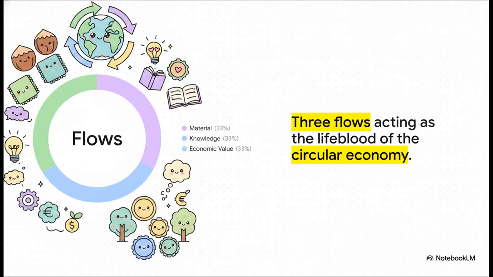And to keep that ecosystem alive, you've got these three distinct flows that act as the network's lifeblood. First, you have material flows, like those hazelnut shells and those textiles moving around. Then, you have knowledge flows, where different parts of the ecosystem share ideas to unlock new efficiencies. And finally, economic value flows, because let's be real, you need to keep the business ecosystem profitable and thriving. All three of these have to circulate. If one stops flowing, the entire ecosystem stalls out.